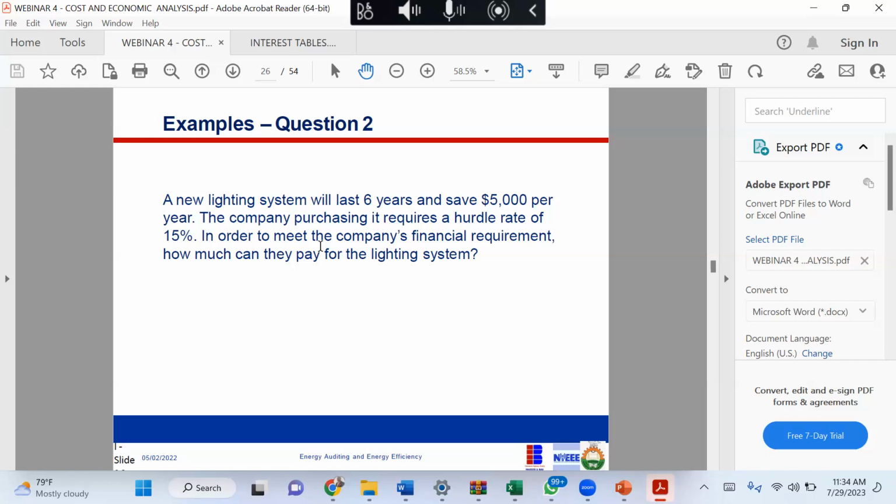So this particular system that you want to introduce, this lighting system, when you do the calculation, you do the analysis, it came out that after 6 years, the lifespan, the light will pack up.